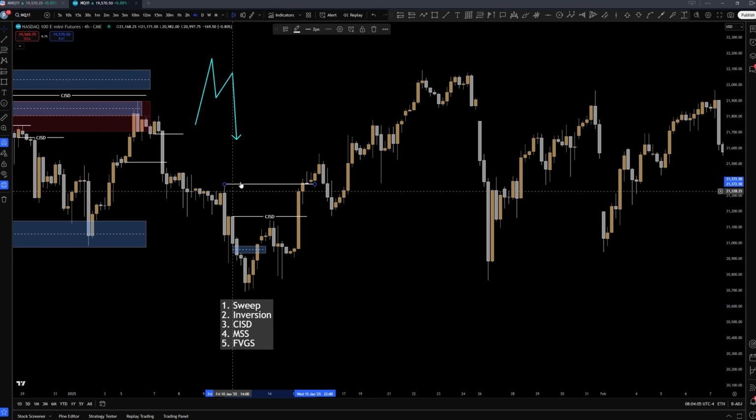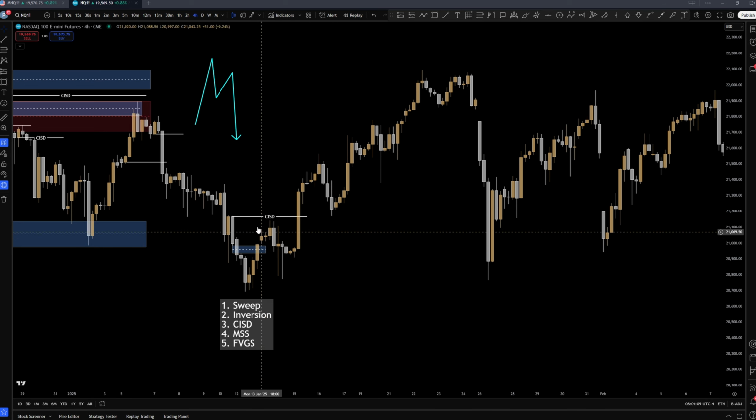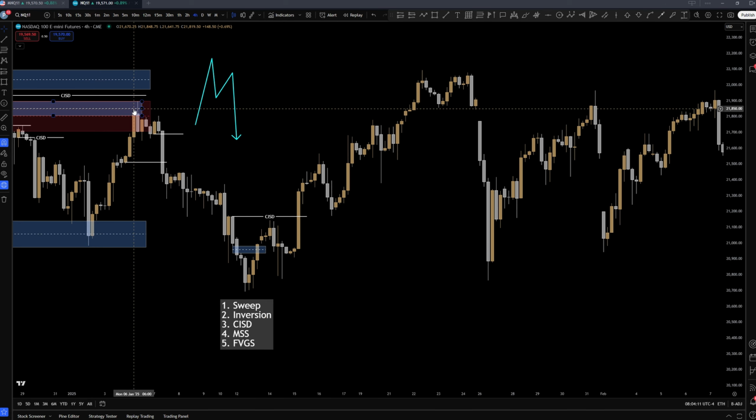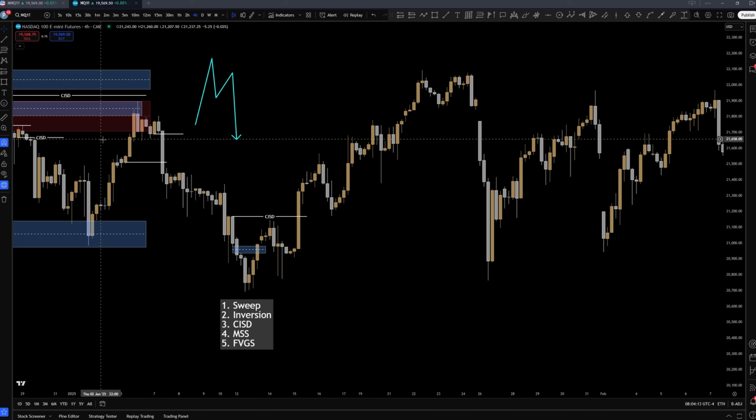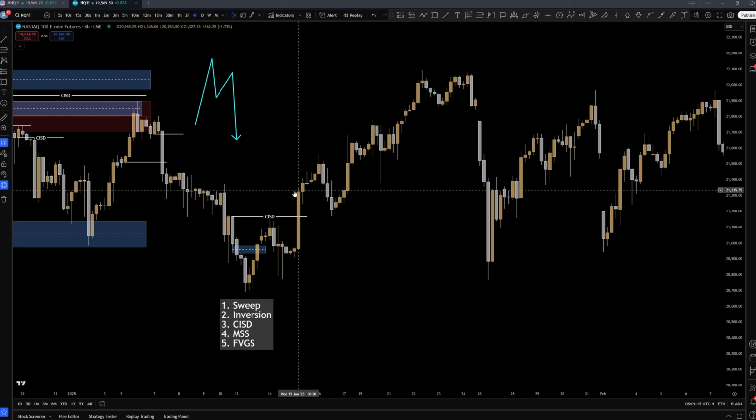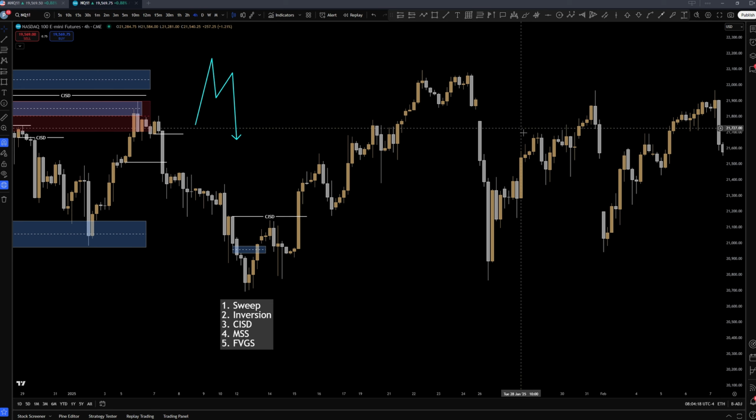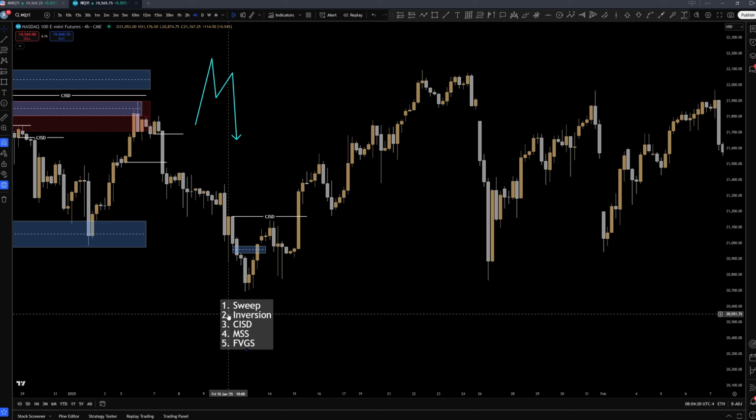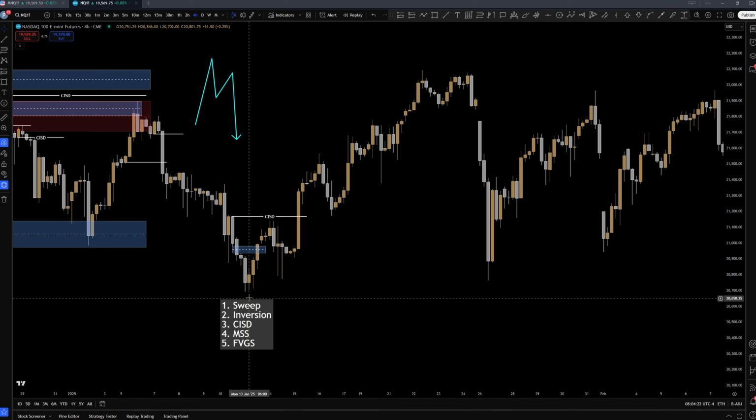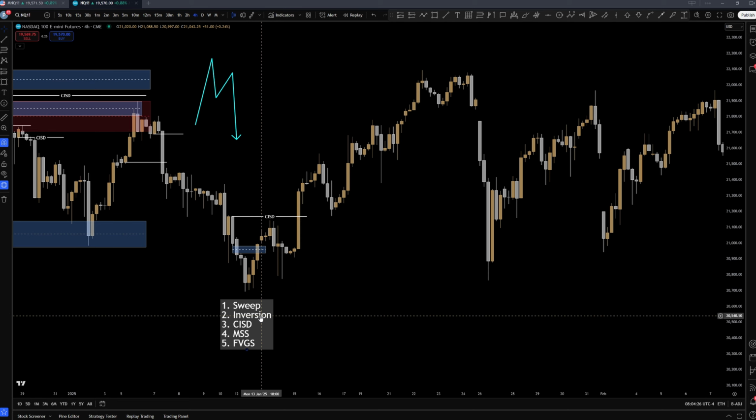But what I'm trying to explain here is that you get a series of things happening, and you get that sweep, inversion, change in state of delivery, market structure shift, and all those things in pretty much every situation. And pretty much it's like a formula for the formation of an order block.